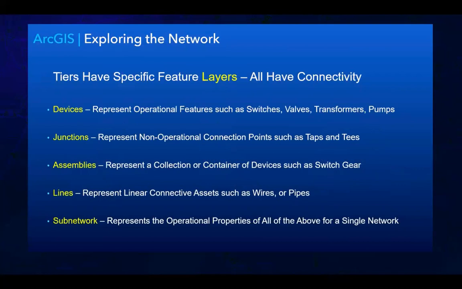Now, these operational tiers, I'm going to talk a little bit about operational tiers first. They have specific feature layers. They all have connectivity. So the first feature layer I'd like to discuss is a device. Devices represent operational features. They have action. They can open, close, such as switches, valves, transformers, controllers, and pumps.